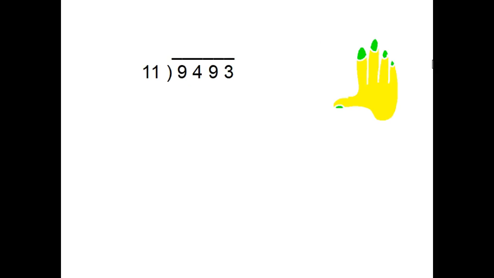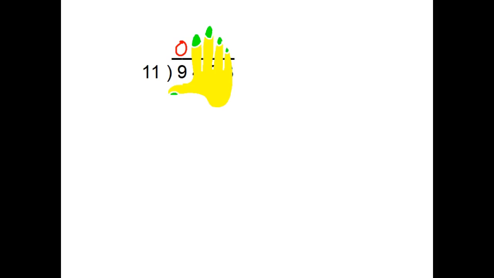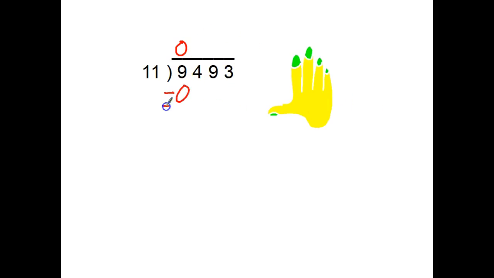How many 11s in 9,493? And people go, 11s? Remember, 11s are nice. You just write the other number twice. There are no 11s in 9. 11 times 0 is 0. How many 11s in 94 without going over? Well, 11, 22, 33, 44, 55, 66, 77, 88. That would be 8 of them.